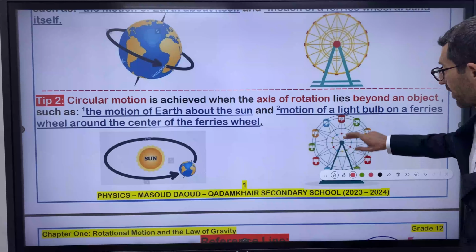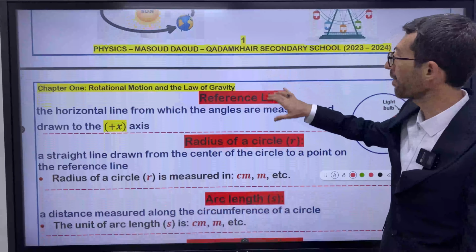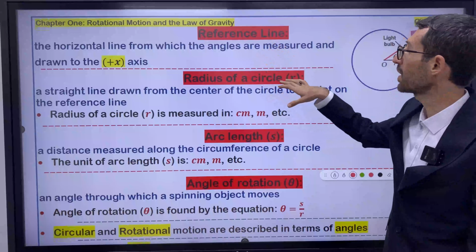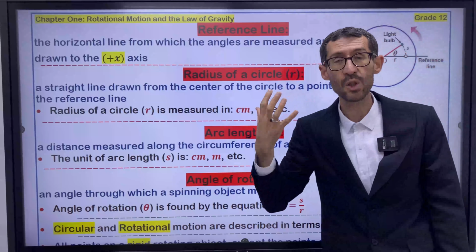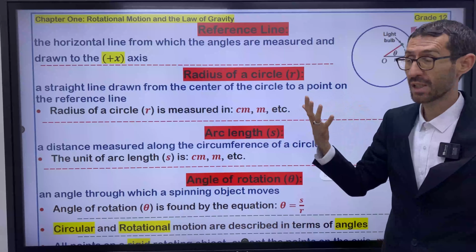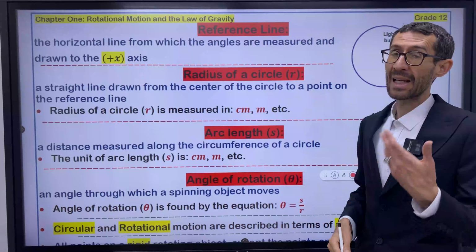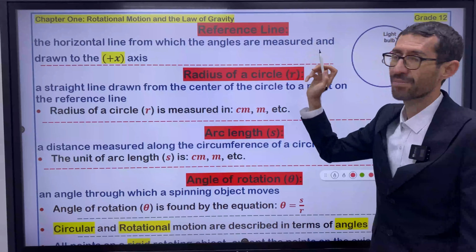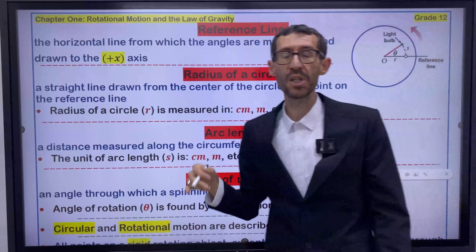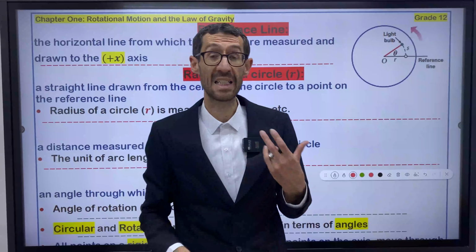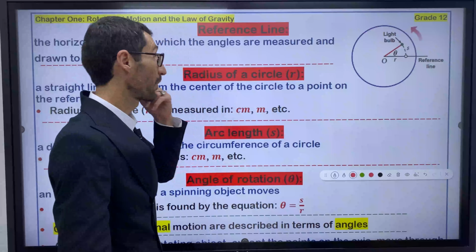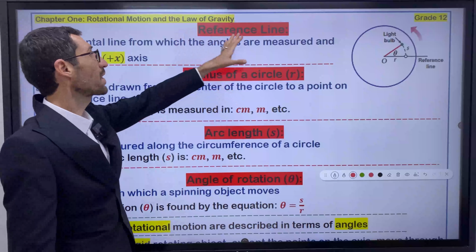Let me move on to another subject. This title, actually, it's not a new subject. It's a new quantity or new expression related to rotational and circular motion. It's the new title, actually. Reference line. All of these expressions are essential. They are necessary for understanding rotational and circular motion. We need this information. So what's the reference line?